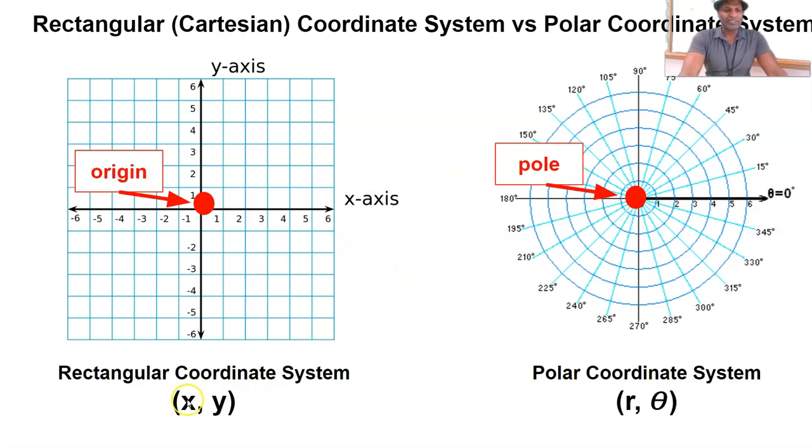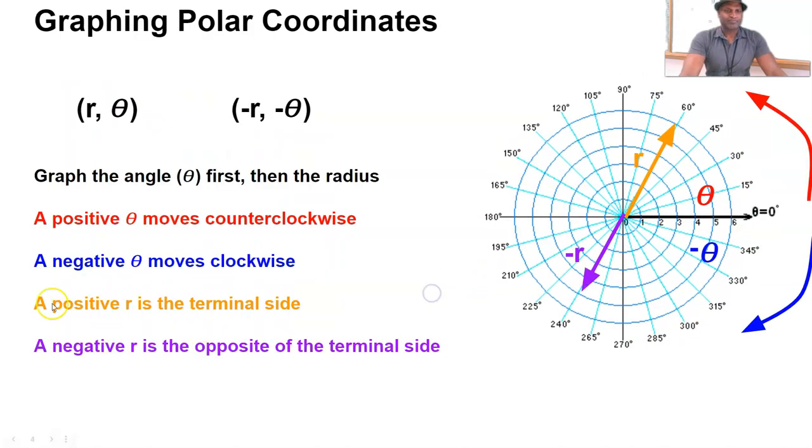Just study the screen and notice that with a rectangle you have an x and a y axis. With the polar coordinate system, you have a radius and you have an angle. We call it the origin for the rectangle, and we call it the pole for the polar. The key to graphing polar coordinates is to graph the angle first, then the radius. Positive theta moves counterclockwise, negative theta moves clockwise. A positive radius r is the terminal side, and a negative r radius is the opposite of the terminal side.